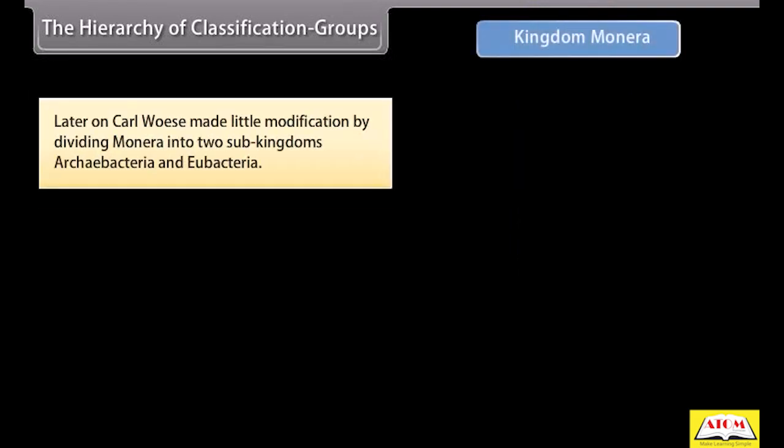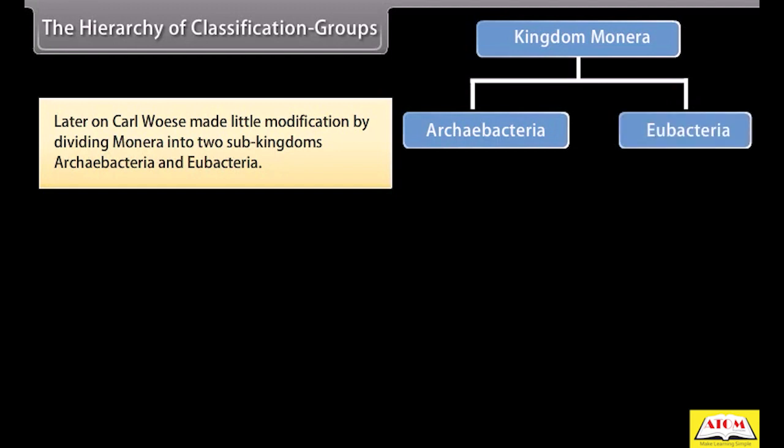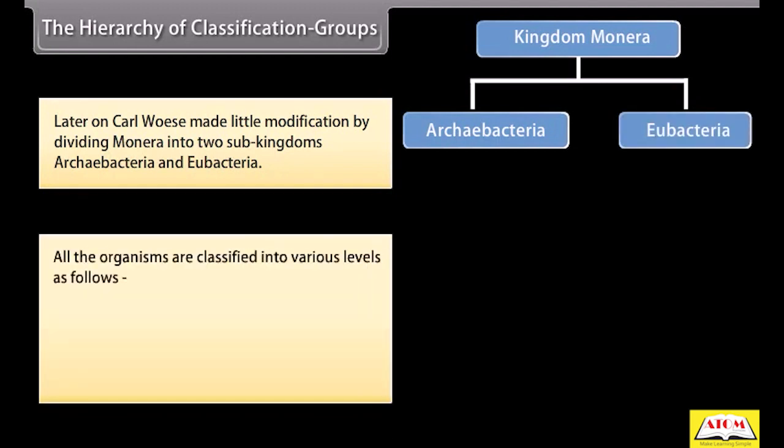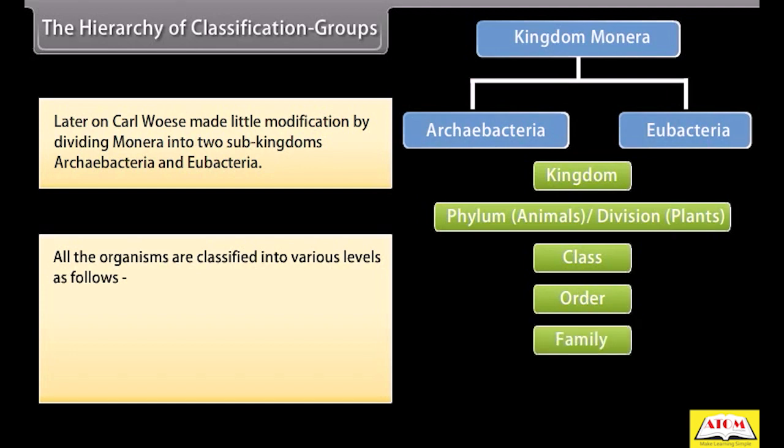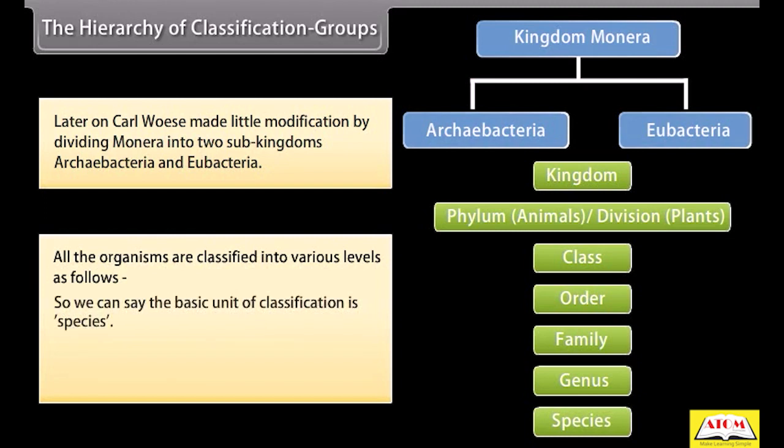Later on, Carl Woese made a little modification by dividing Monera into two sub-kingdoms, Archaebacteria and Eubacteria. All the organisms are classified into various levels as follows: Kingdom, Phylum for animals, Division for plants, Class, Order, Family, Genus, Species. So we can say the basic unit of classification is species. Now we are going to discuss important characters of the five kingdoms.